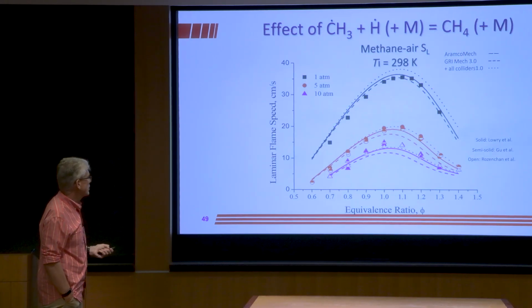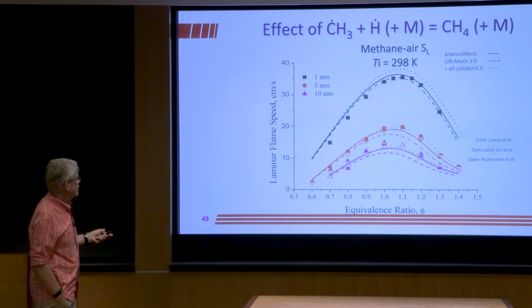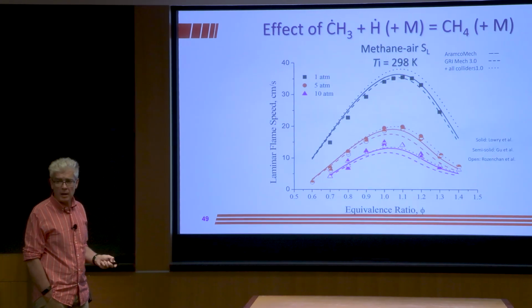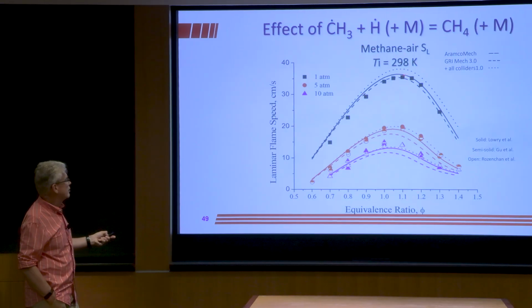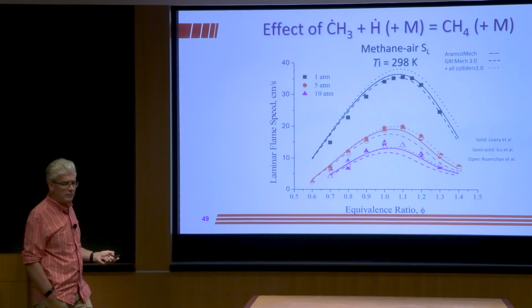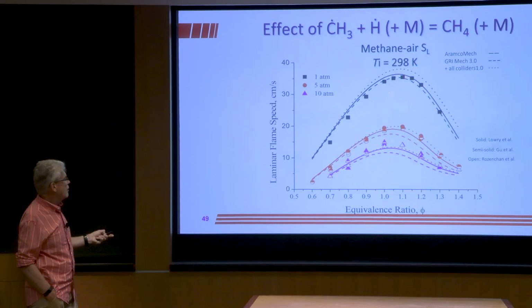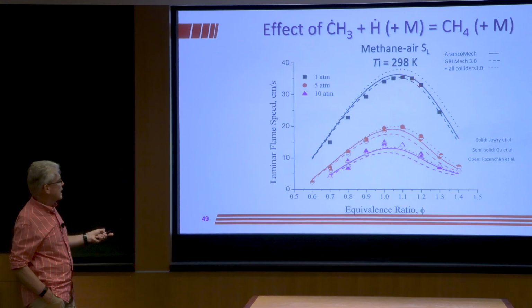Okay, why am I talking about that? Because if we look here are flame speeds for methane measured at 1, 5, and 10 atmospheres. And then these are model predictions. So again, the solid curves are Aramco-MEC model predictions, and then the dotted lines are GRI-MEC predictions. The data are taken from Lowry et al., which is from Professor Eric Petersen's group at Texas A&M University. One thing I want to point out: the solid line is the Aramco-MEC prediction, then the dashed line is the GRI-MEC prediction.